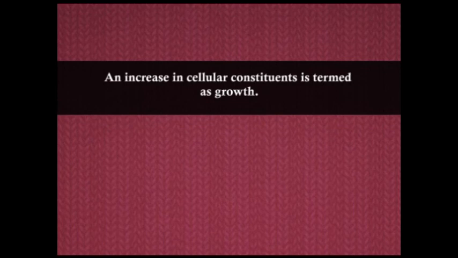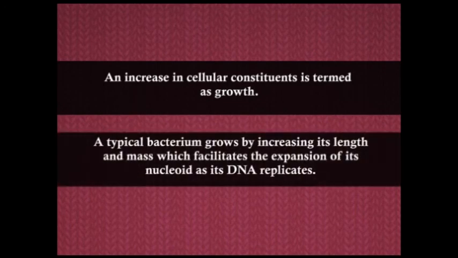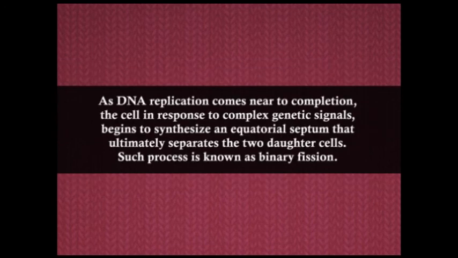So an increase in cellular constituent is termed as growth, and a typical bacterium grows by increasing its length and mass, which facilitates the expansion of its nucleoid as its DNA replicates. As this DNA replication comes near to completion, the cell, in response to a complex genetic signal, begins to synthesize an equatorial septum that ultimately separates the two daughter cells. Such a process is known as binary fission. In this process, one parent cell will split into two daughter cells.